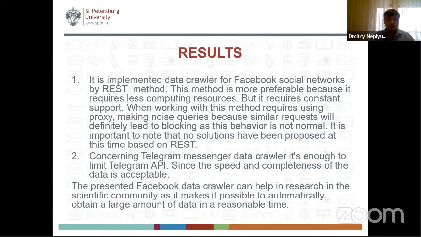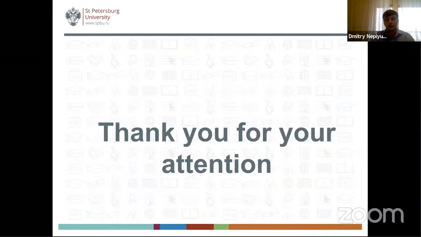The presented Facebook data crawler can help research in the scientific community, as it makes it possible to automatically obtain a large amount of data in a reasonable time. Thank you for your attention.